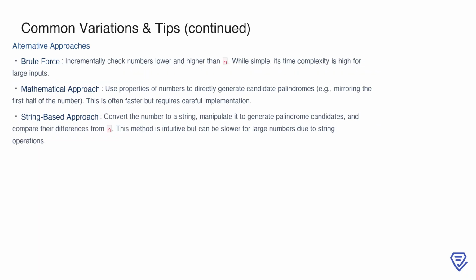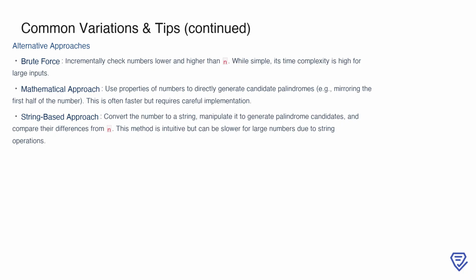Finally, let's look at some alternative approaches to solving this problem. A brute force method involves incrementally checking numbers both lower and higher than the input to find the closest palindrome. While simple, this approach can become inefficient for large inputs due to its high time complexity. A mathematical approach, on the other hand, leverages the properties of numbers to directly generate palindrome candidates. For instance, you could mirror the first half of the number to create potential palindromes. This method is usually faster but requires careful implementation to handle edge cases.